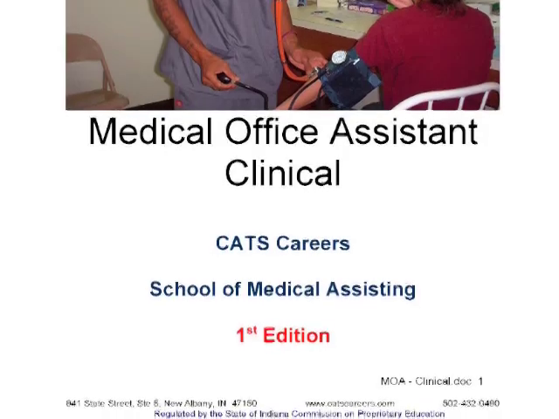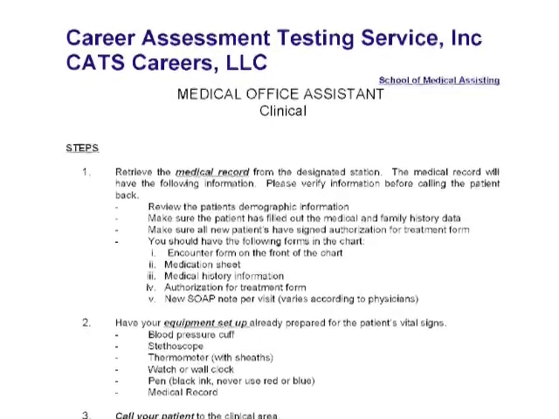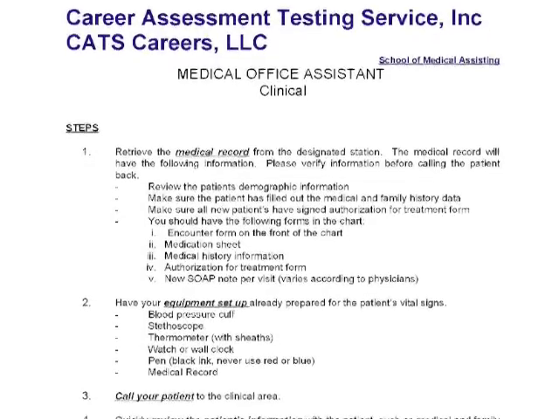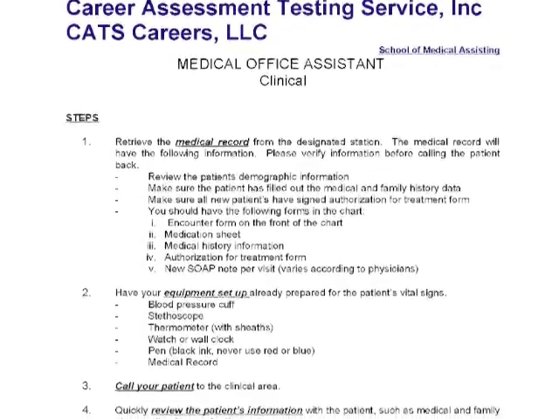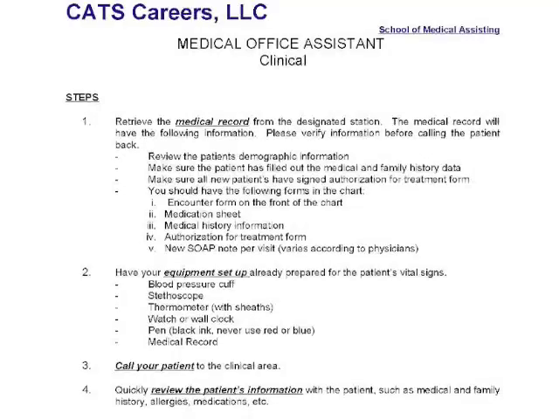Medical Office Assistant Clinical. You want to follow these steps. Call your patient to the clinical area. Quickly review the patient's information. You want to make sure you have the correct patient. You want to review the medical and family history, any allergies, medications, and so forth.